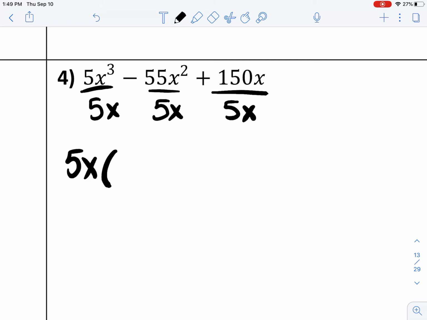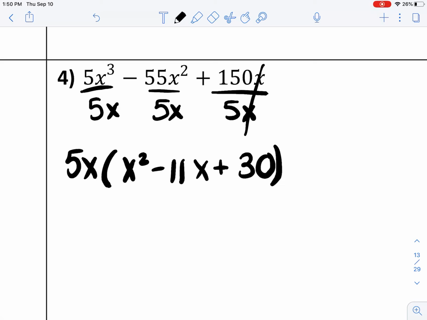When I divide 5x to the third by 5x, I'm left with 1x squared, or just x squared. When I have negative 55 divided by 5, I have negative 11. And x squared divided by x is just x. Plus 150 divided by 5 is 30, and my x's cancel. So that was step 1, pull out the GCF.